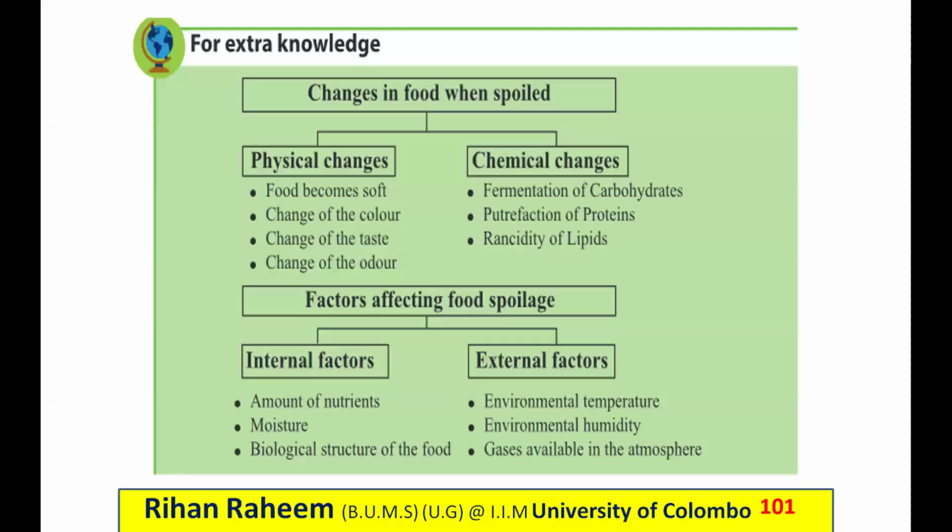Shall we see the physical and chemical changes? The physical changes: the food becomes very soft. In some situations, it becomes too hard. For example, cheese, when microorganisms grow, sometimes becomes very hard. Most of the time, it will become very soft. When you press, it will become juicy. If you take a mango, and one side is spoiled, if you press it with your thumb, you will feel the juice coming out. It will be squishy, like jelly. Change in the color: the color of the food might change.